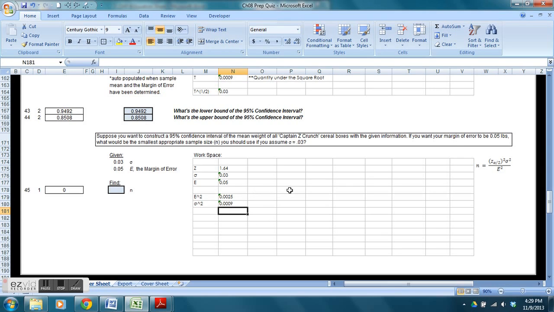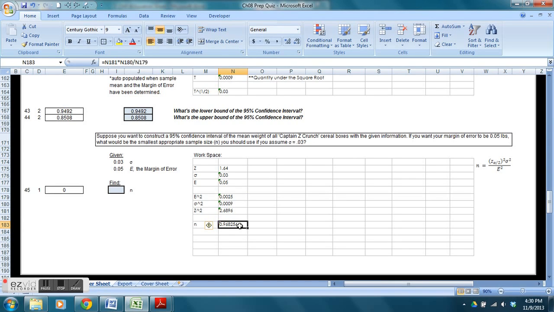Let's just do z squared too while we're at it. So now we have all of our terms squared, and we can figure out what n equals. It is simply equal to z squared times the standard deviation of the population squared, divided by e squared. And then we get our n value.